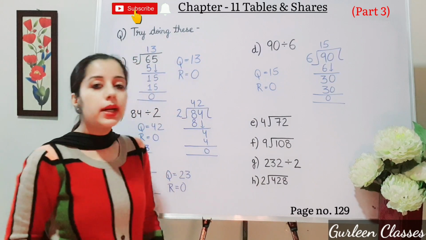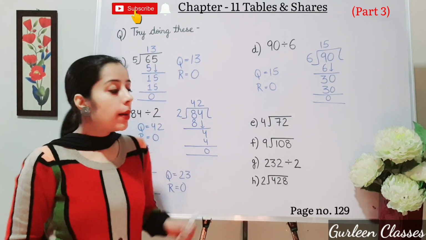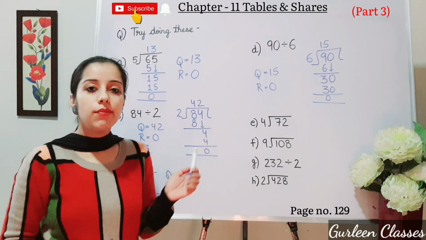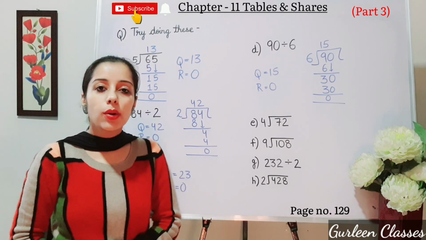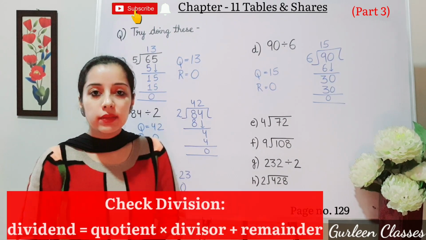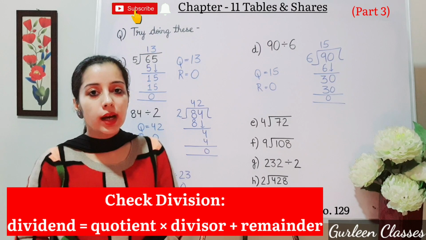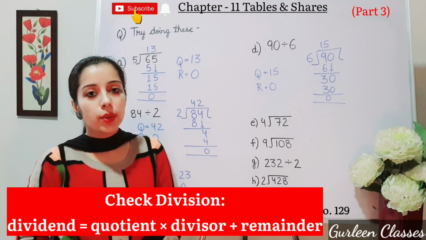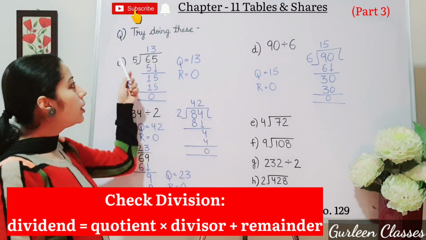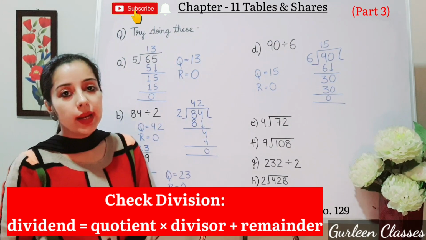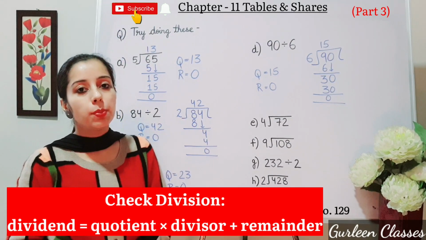So students, E to H part will be a homework. Practice these questions in the same way as I told you. And I hope students you remember how to check the division. I told you one formula. Dividend is equal to quotient into divisor plus remainder. So both the sides should be equal.